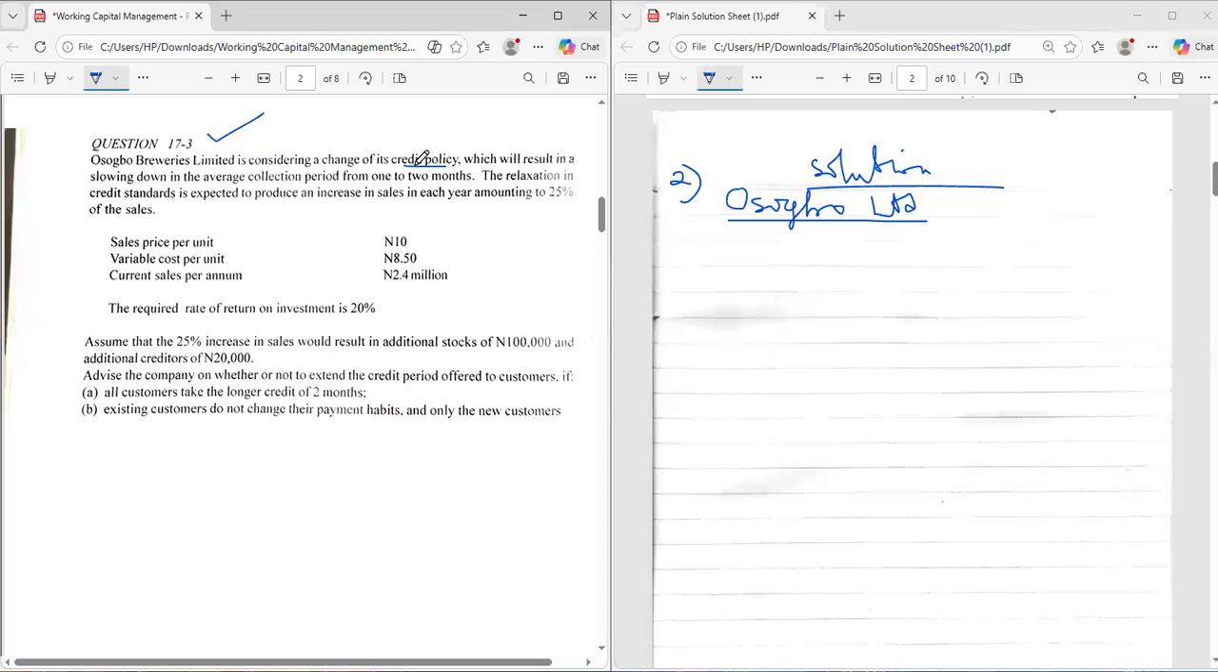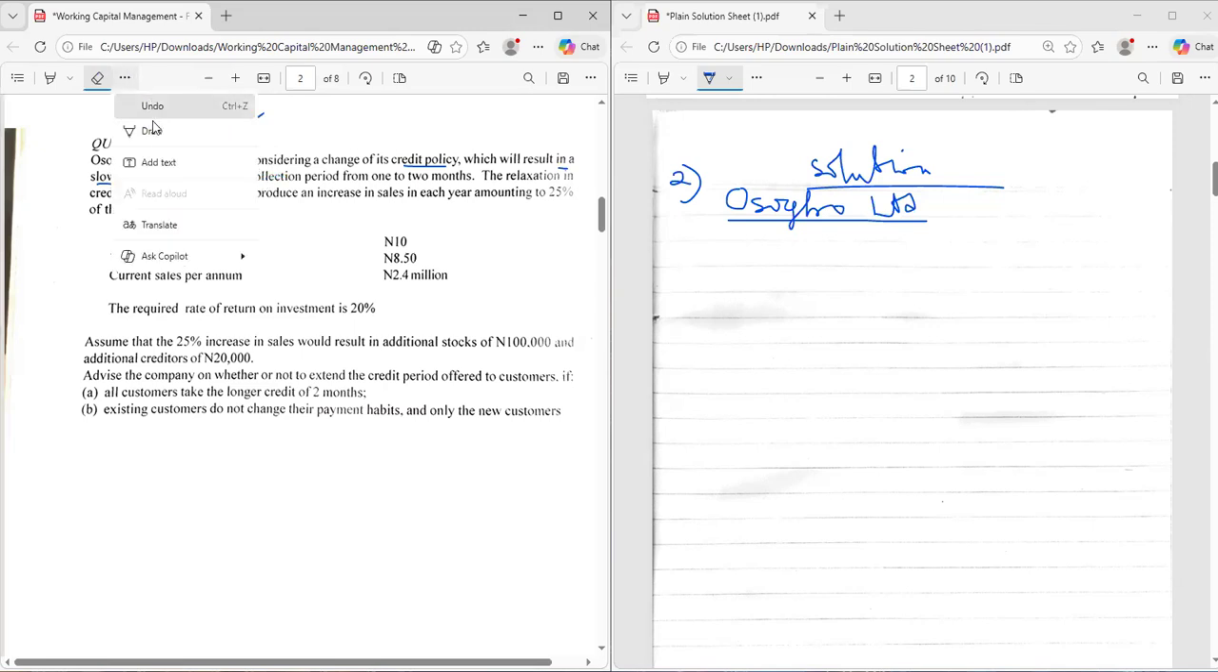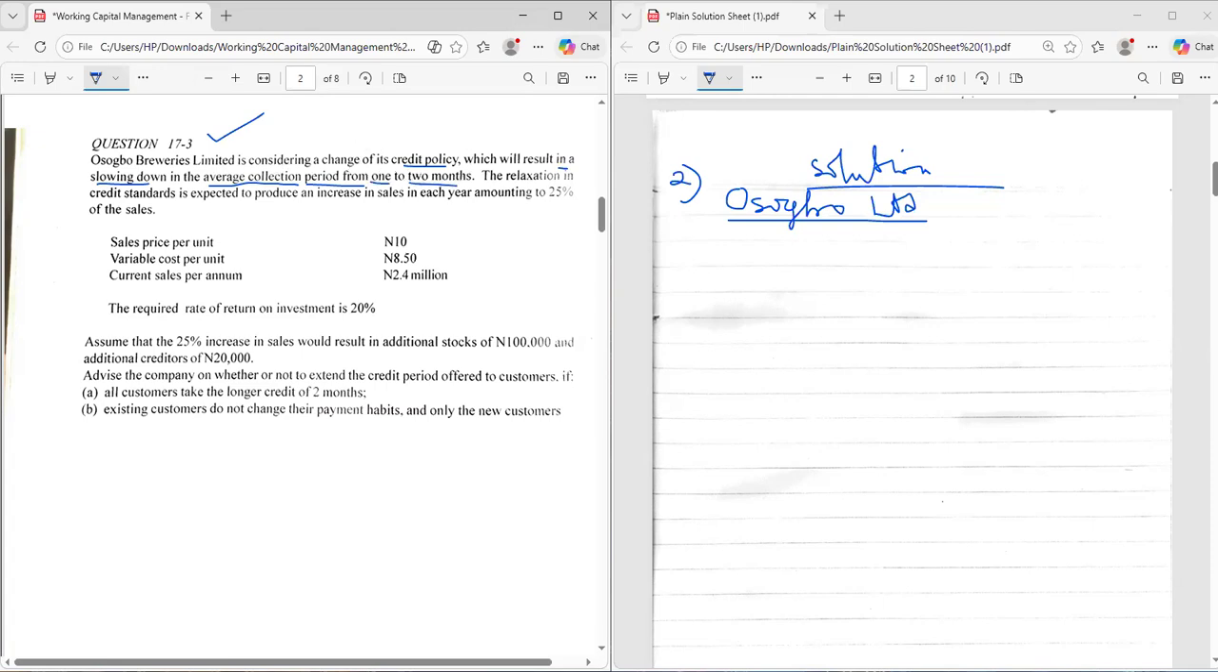Now, if we change the credit policy, they say, which will result in a slowing down in the average collection period. What do you mean by average collection period? It means the duration that it takes you to collect your money from your debtors. So if you change the credit policy, it means that the duration you are using to collect money from your debtors will go up. So that's why they say it will change the average collection period from 1 to 2 months. So initially, or let us say now, they are doing 1 month. You will pay, if I said to you, you pay me within 1 month. But now we are changing the policy to what? To 2 months.